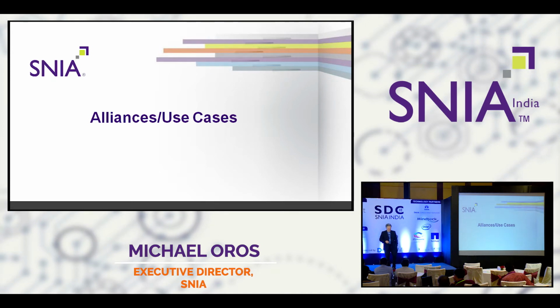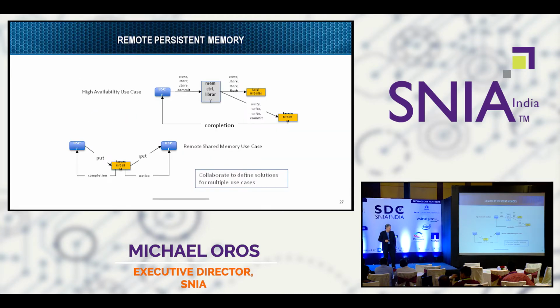So lots of things to contemplate here. Hopefully I'm not overwhelming you, and I'm trying to go a little bit fast to get us on track. But I will leave you with a couple more thoughts on the use cases and a little bit more of the alliance work that SNIA has kicked off this year, in fact, just in the last month and a half. So remote persistent memory is one of the key aspects that the technical work group is putting their energy into this year.